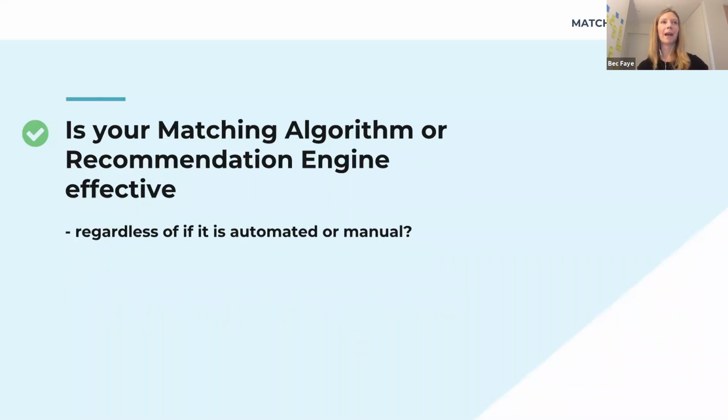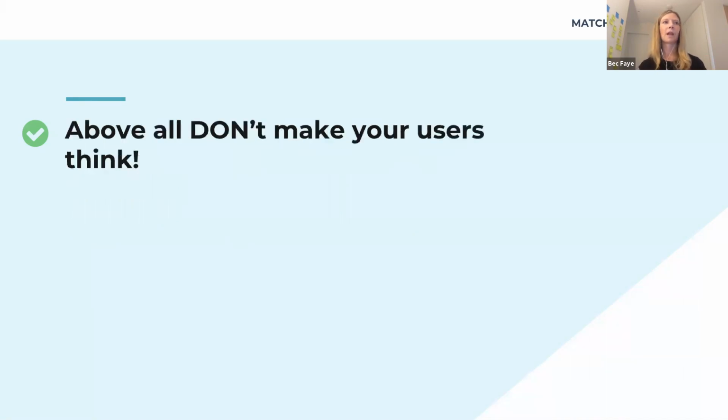Is your matchmaking algorithm or recommendation engine effective? Regardless of whether it's automated or manual, you really want to make sure it's actually effective. If you're matching people with the wrong things, they're going to have a bad experience. And above all, don't make users think. Again, it comes down to removing friction. If at any point in your user experience you make them think too hard, they get lost, they get confused, and it's going to turn them away.